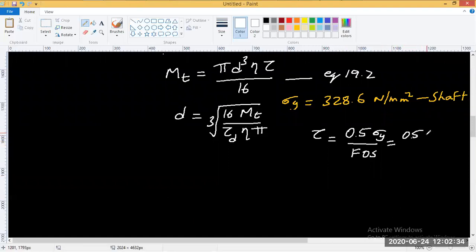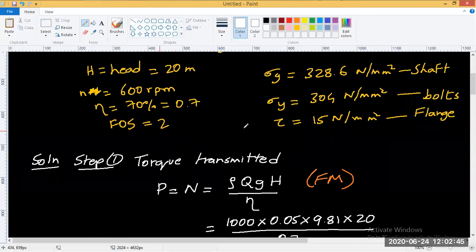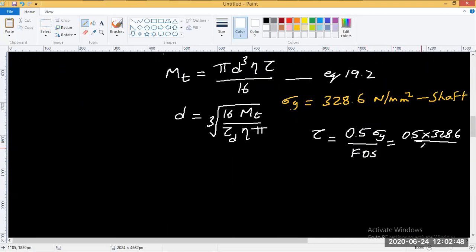So this is 0.5 into the yield stress, 328.5, divided by the factor of safety. The factor of safety also was given. This is 2. Therefore, shear stress tau for the shaft will be 0.5 into the yield stress again divided by 2. So the shear stress is coming around 82.15 newtons per mm square. So let's substitute that value over here.